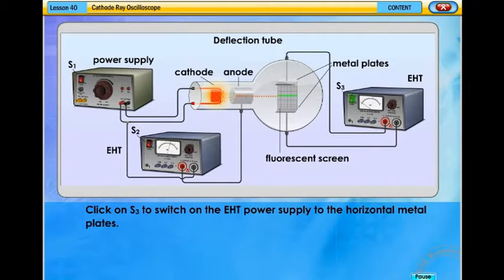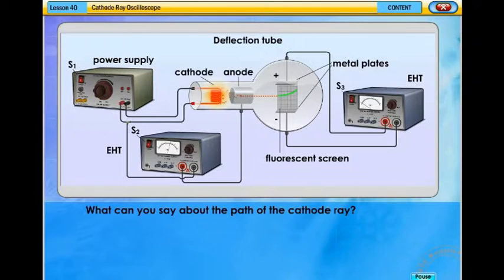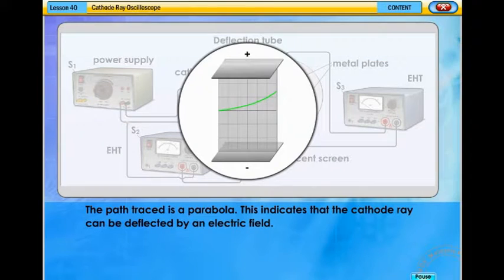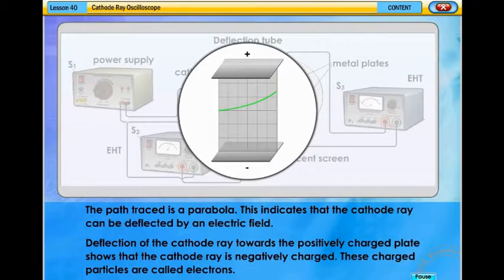Click on S3 to switch on the EHT power supply to the horizontal metal plates. What can you say about the path of the cathode ray? The path traced is a parabola. This indicates that the cathode ray can be deflected by an electric field. Deflection of the cathode ray towards the positively charged plate shows that the cathode ray is negatively charged. These charged particles are called electrons.